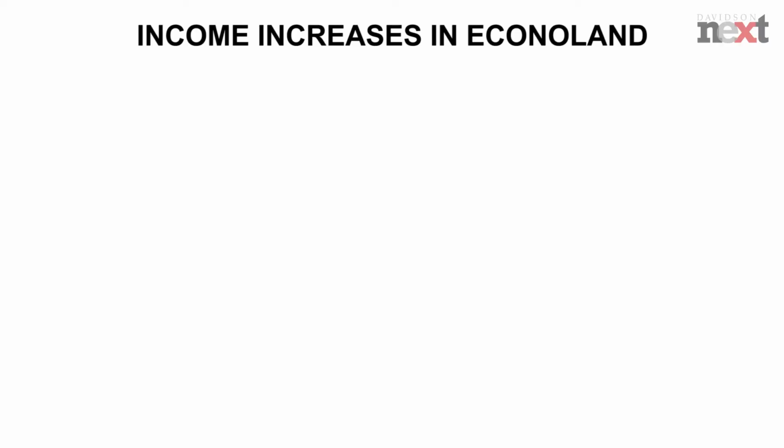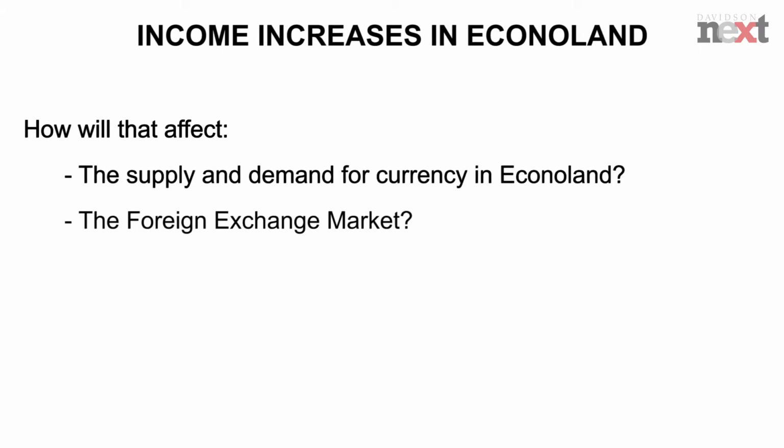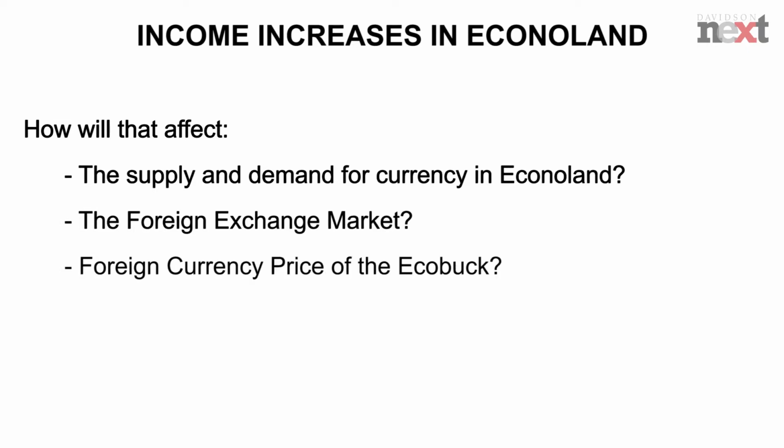This activity analyzes the effect of some macroeconomic variables on the supply and demand for currency in the foreign exchange market, on the equilibrium exchange rate, and how to diagram those effects. Consider how an increase in income in Ecoland will affect the supply and demand for currency in Ecoland on the foreign exchange market and the foreign currency price of the EcoBuck.